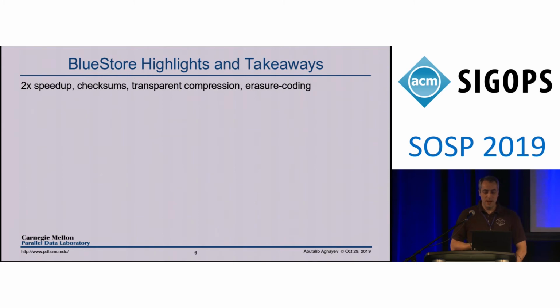So BlueStore is a backend implemented from scratch in user space running on a raw disk. It is 2 times faster than file system-based backends on common workloads. Since BlueStore has complete control of the I/O stack, it implements new features such as checksums, compression, and erasure coding. These are features that were hard to implement efficiently on top of a file system.